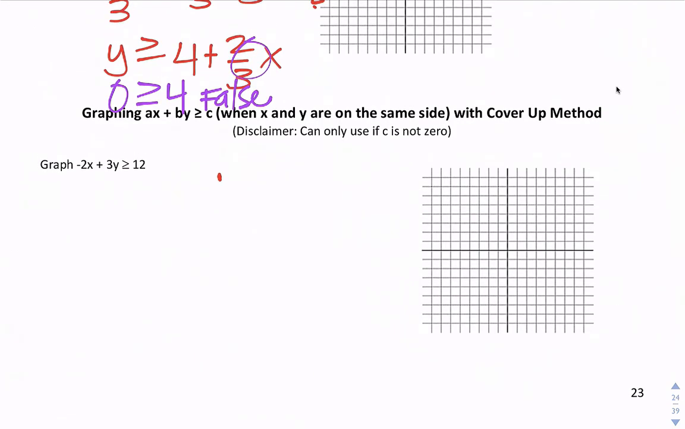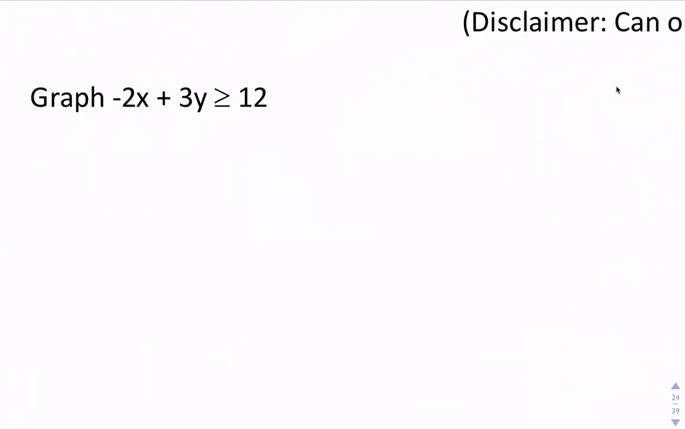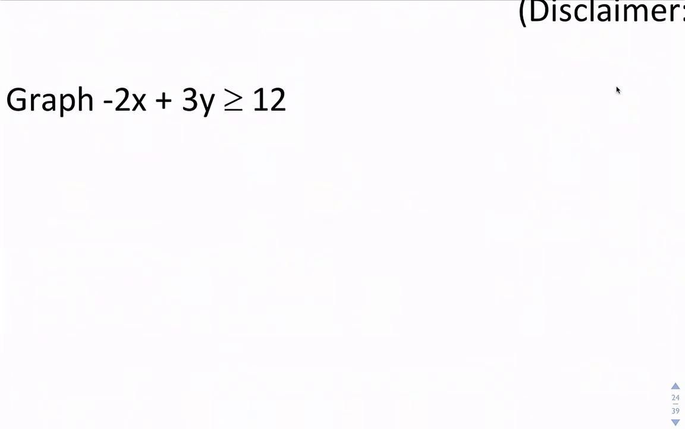Okay, let's go back to this problem. There's another way to graph this called the cover-up method. And so the cover-up method, again, to draw a line, we need 2 points to graph. So let's say we want to find one of the points by making x, let's make this into a 0. So let's say x is 0.